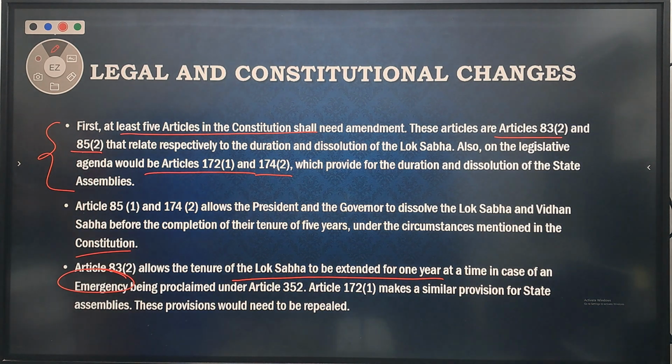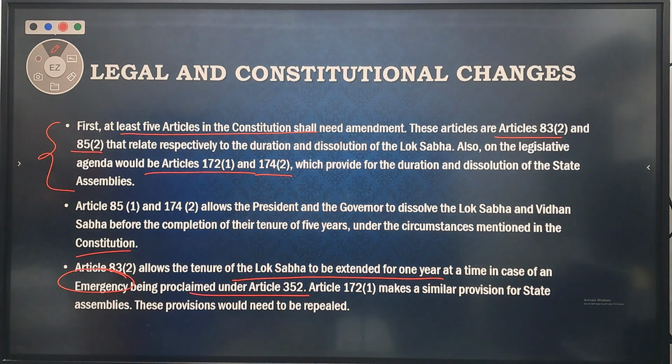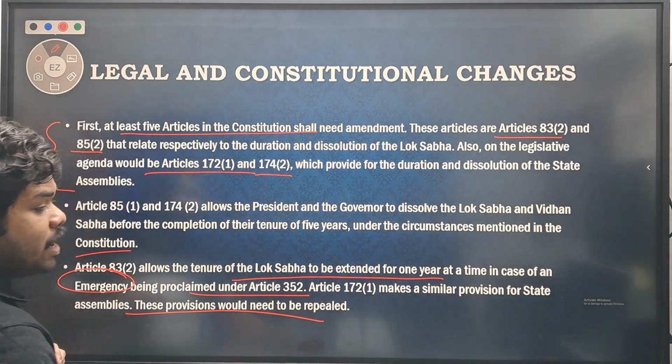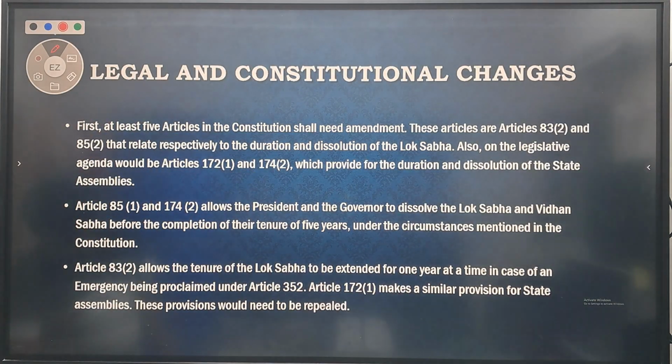According to Article 83 Clause 2, being proclaimed under Article 352, that is national emergency. Article 172 Clause 1 makes a similar provision for state assemblies. These provisions would need to be repealed as well. So these are the legal and constitutional changes.